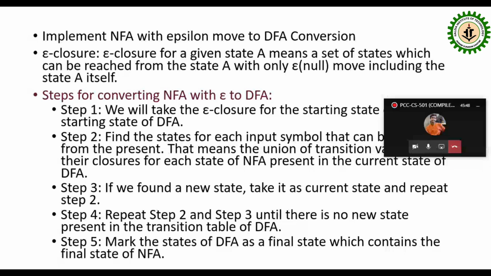That means if you want to find the E-closure of A, A must be included, along with every state that can be reached directly from A on epsilon input. Epsilon input means no input is given, and you go directly to another state. That state will be included there. That is known as E-closure. So by using that, we have to find the DFA from an NFA.